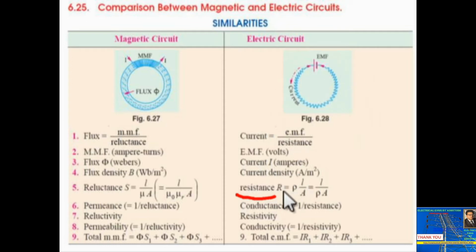It is denoted by capital R, and this is equal to rho L upon A, where resistance is directly proportional to length of wire and cross sectional area of wire. And guys, rho means resistivity or specific resistance. And this is sigma actually, guys. Here it is written, misprinting is there, so it is sigma. So this is resistivity and is equal to 1 upon sigma, that is conductivity, and these are reciprocal.